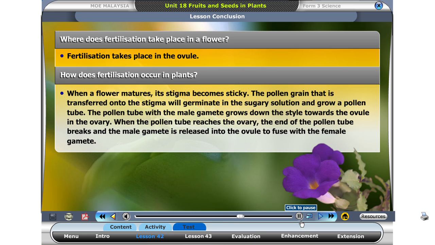The pollen tube with the male gamete grows down the style towards the ovule in the ovary. When the pollen tube reaches the ovary, the end of the pollen tube breaks and the male gamete is released into the ovule to fuse with the female gamete.